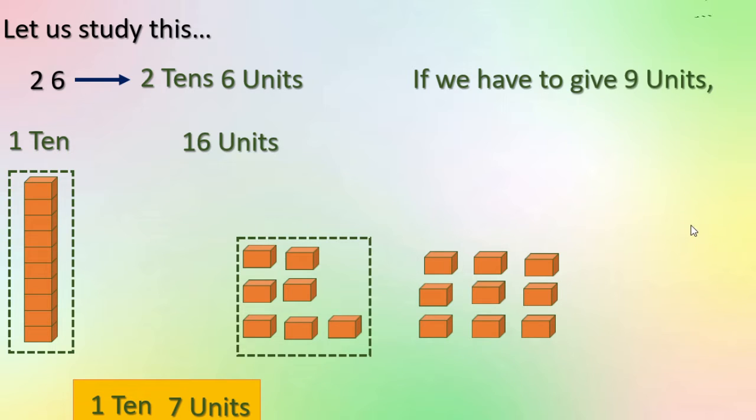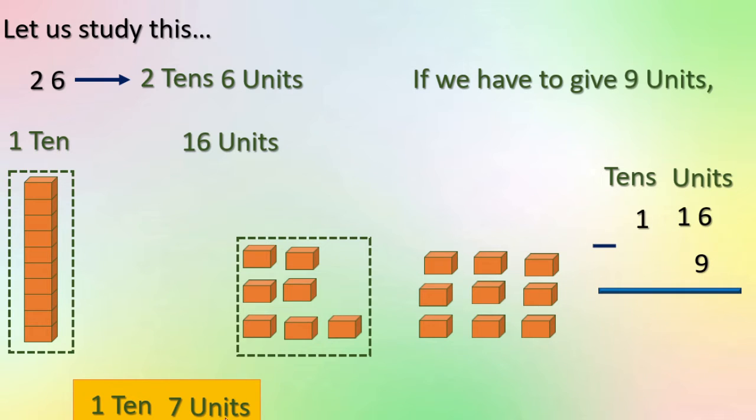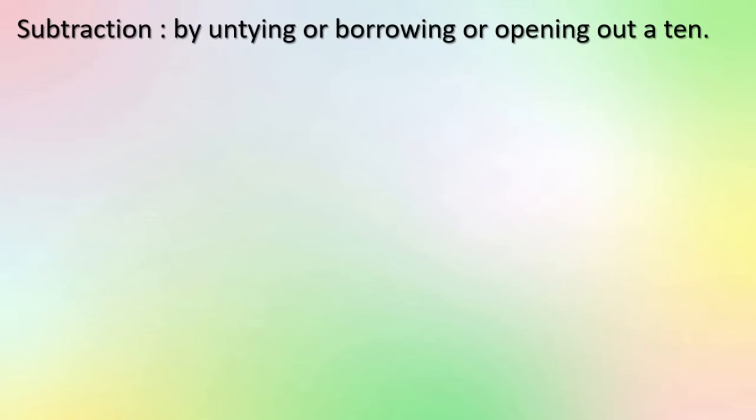Same thing, let us write here units, tens. Okay, now here what we got? 1 ten and 16 units. Let us write here 16 units and 1 ten minus 9 units, right? Okay, 16 minus 9, we know that this is 7 and 1 ten remains as it is. So our answer is 17. Got this?